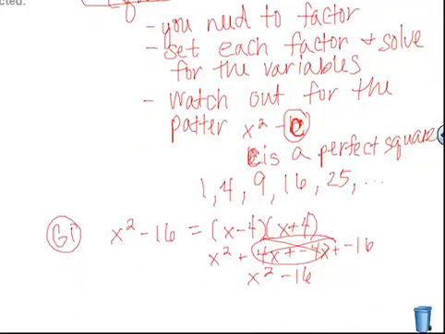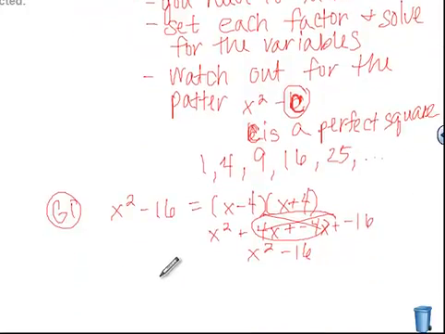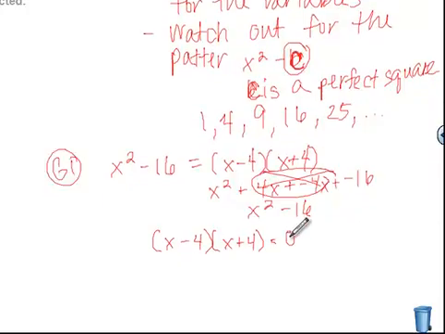Alright, keep in mind we're not done because the goal, it said use factoring to solve, so now we need to set each one of these factors equal to 0 and find what values of x will make this whole thing equal 0. So when I set x minus 4 equal to 0, if this factor equals 0, this whole thing goes to 0.